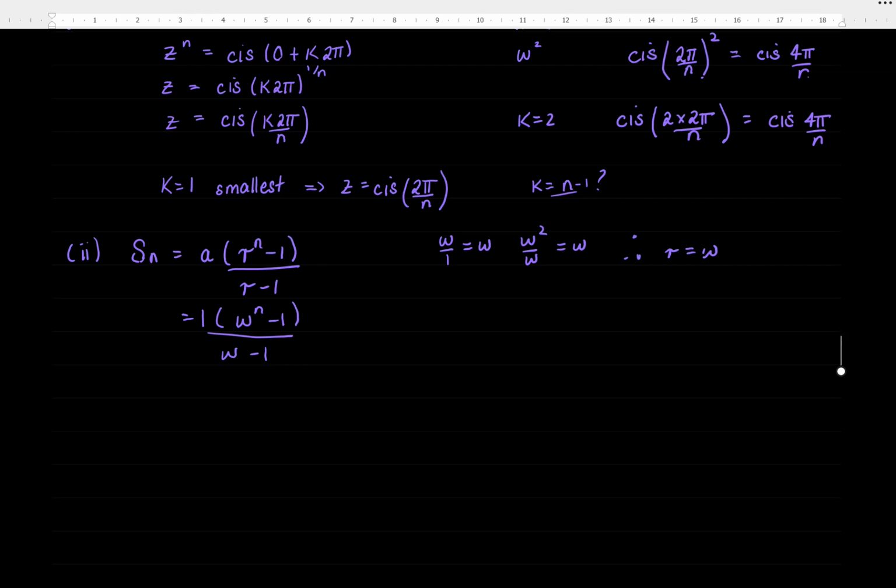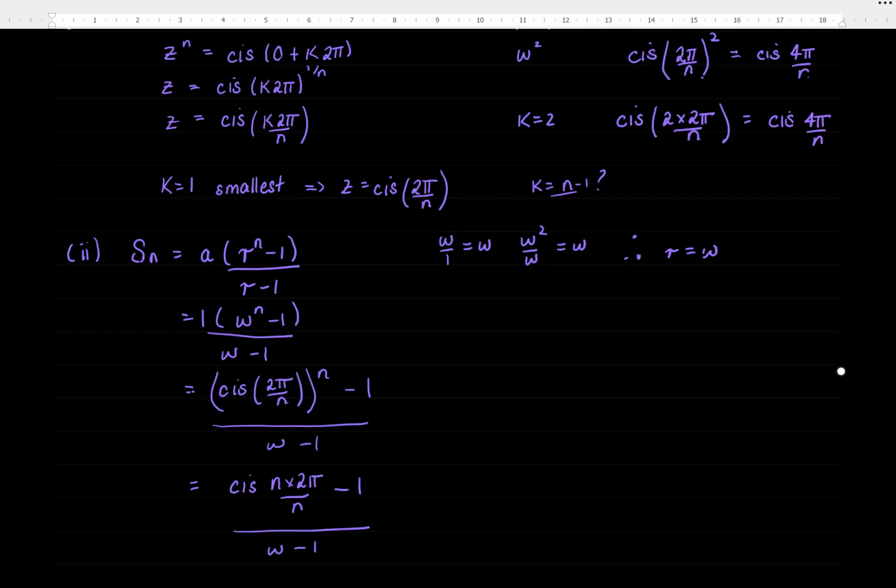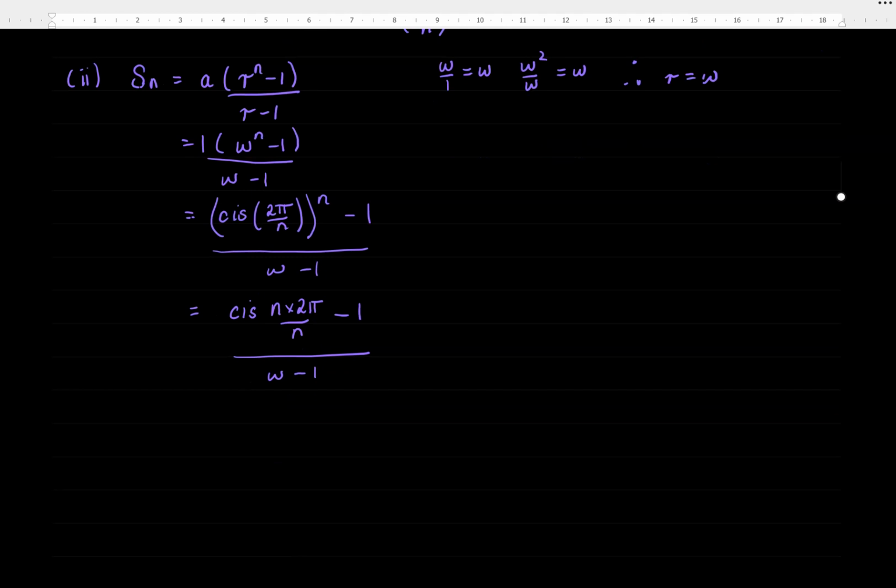But W to the n is what? Because we've got cis 2 pi on n, that's our W, and then if we take that to the n, what do we get? I'm hoping this is going to be 0. Yes, it is, because you times that out, so it becomes n times 2 pi on n. Thank you, De Moivre. All over W take 1. And of course, the n's cancel out, so I have cis 2 pi. And what is cis 2 pi? Well, ladies and gentlemen, it is 1. And 1 take 1 is 0, and 0 divided by anything is 0. Huzzah!